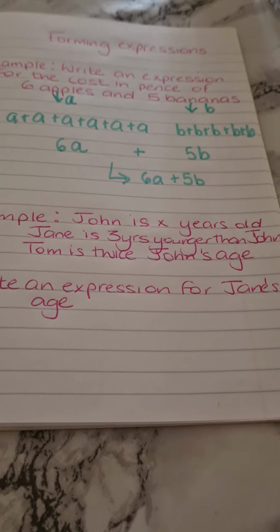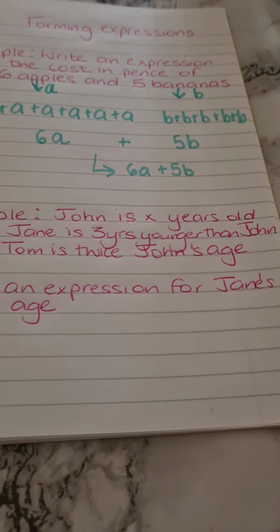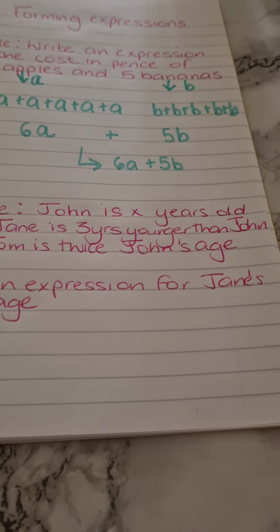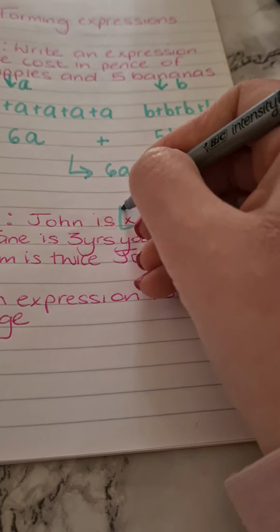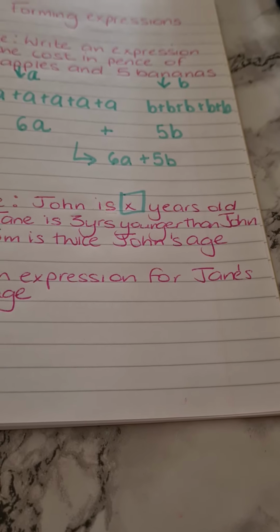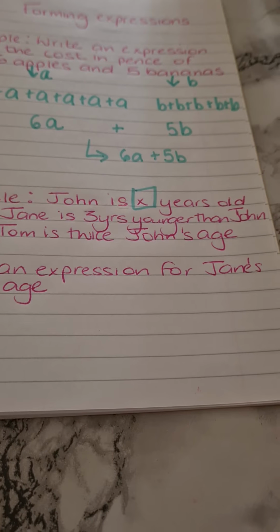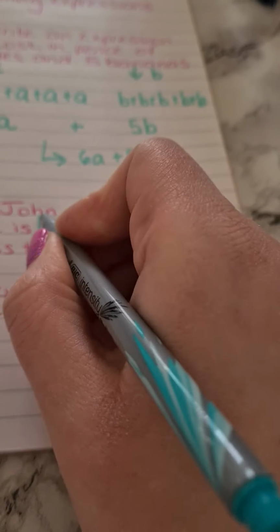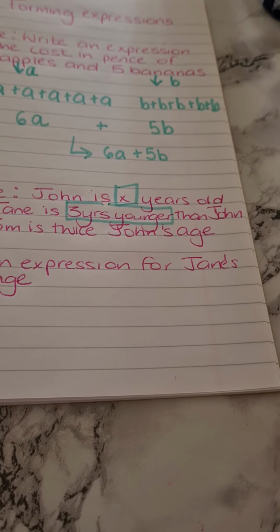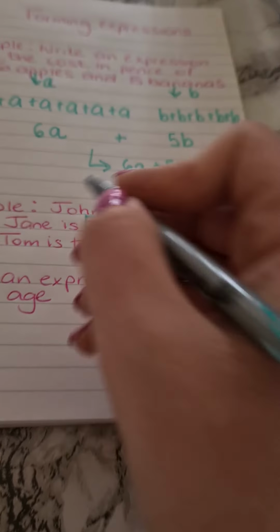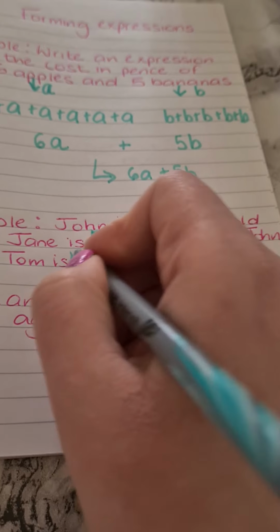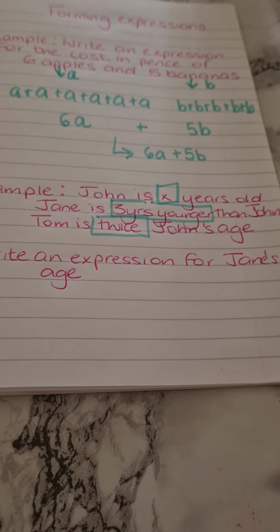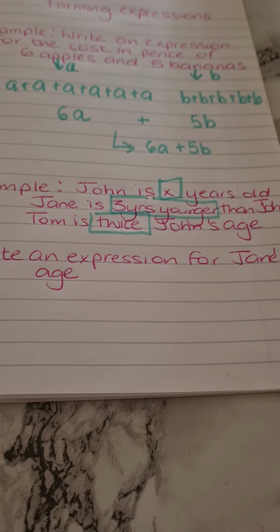Example 2. So this one's a little bit more, there's a bit more reading in it and a bit more to figure out. So John is X years old. So we're only told an expression for his age. Jane is 3 years younger than John, and Tom is twice John's age. So we're going to have to write firstly an expression for Jane's age.